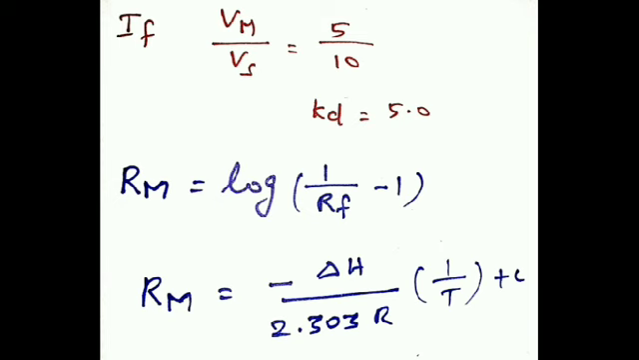The relation between Rm and temperature variation is: Rm must be equal to log (1 by Rf minus 1). If T is the absolute temperature and C is the constant, then Rm equals minus delta H by 2.303 R into 1 by T plus C, where minus delta H is the heat of partition and R is the universal gas constant. Thank you, friends.